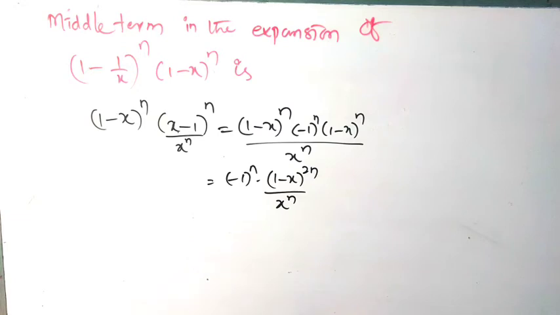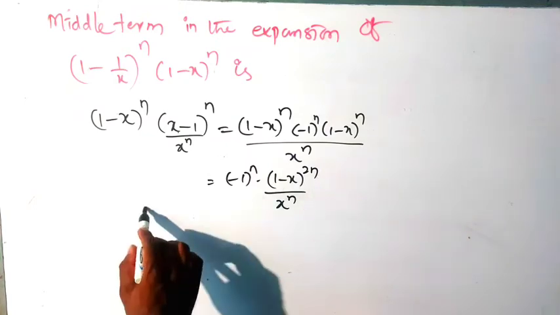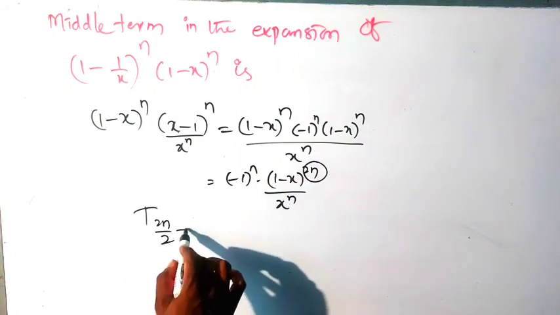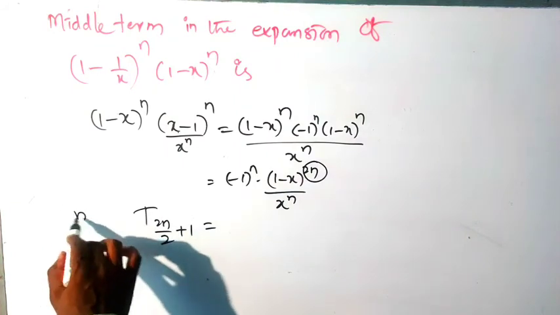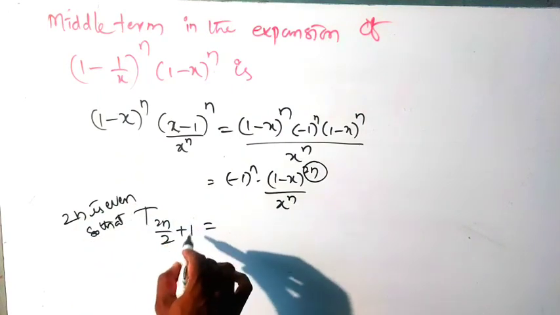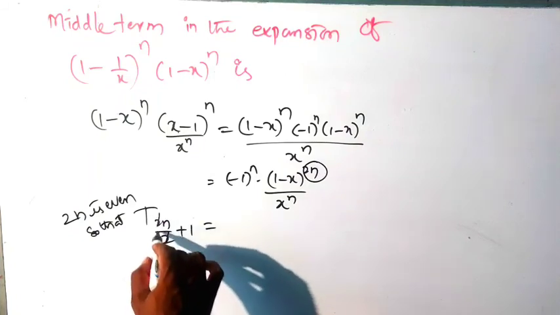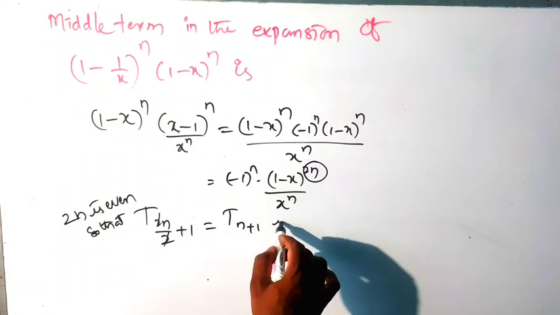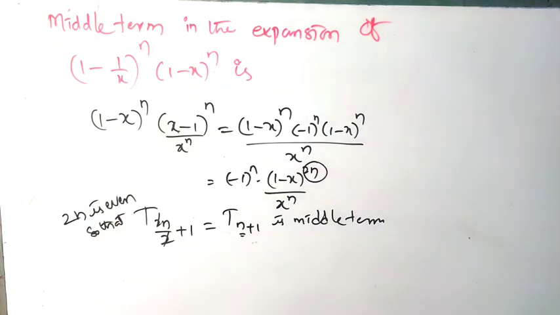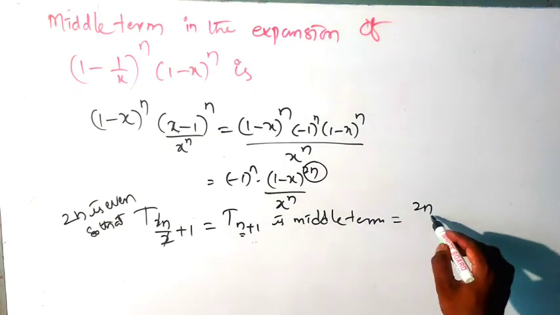So this is the expansion. What is the middle term of that expansion? See here, this is an even number, so t(2n/2 + 1). Since 2n is even, t(2n/2 + 1) is the middle term, which equals t(n+1) again. So we find the middle term, that is 2nCn.